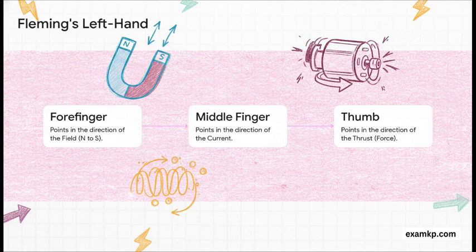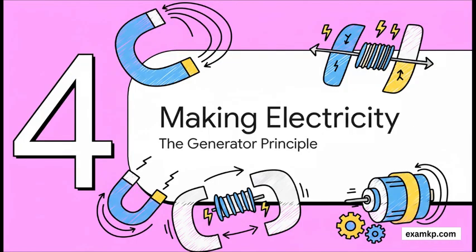Go on, hold up your left hand, point your forefinger for the field, your middle finger for the current, and your thumb. Your thumb shows you the direction of the thrust or the force. Just remember FBI, field, current, thrust. Easy. Now, let's flip this whole thing on its head.